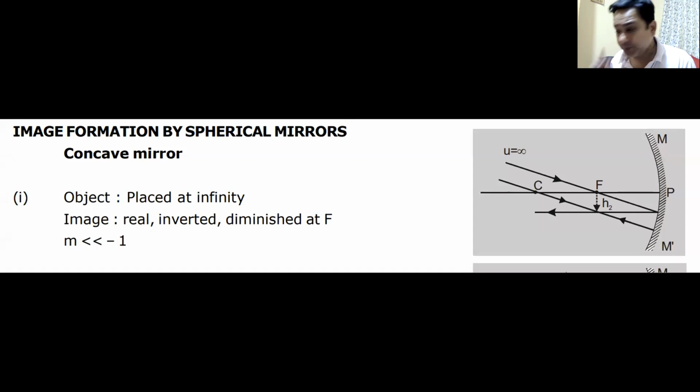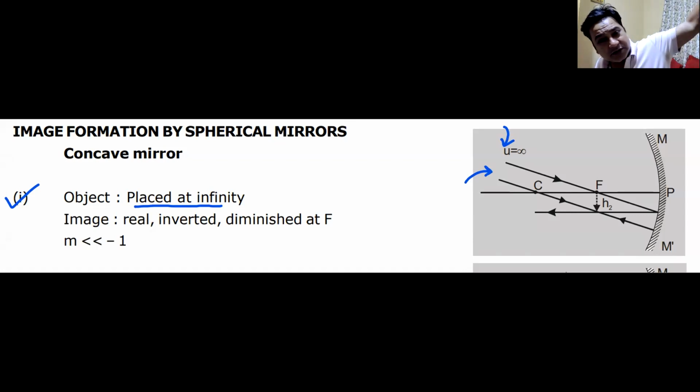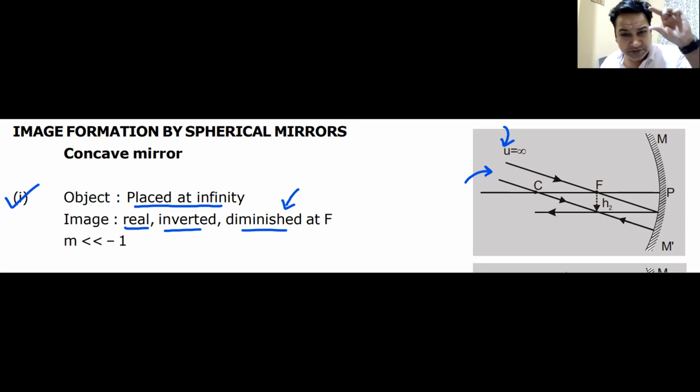Okay. Now, the first of these positions is where the object is placed at infinity. I hope all of you can see this. Now, looking at the diagram, rays which are coming parallel, they are coming from an object which is very, very far away. If it is very, very far away, it is infinity. I will enhance the diagram for you to see. When the object is placed at infinity, the image formed is real, inverted, and diminished. When I mean diminished, it means it is very, very small.